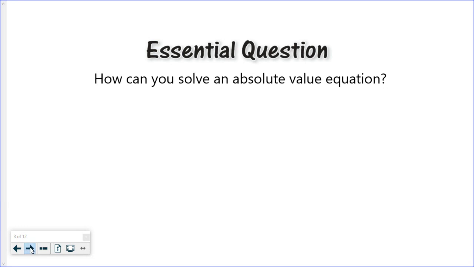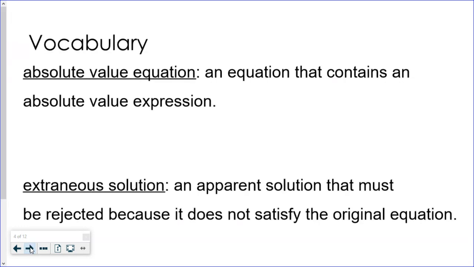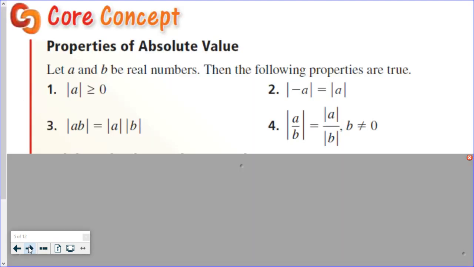Okay, so now we're going to solve actual equations. So if there's an absolute value symbol in an equation, it's an absolute value equation. An extraneous solution is just a solution that we reject or say it's not going to be able to work. It's an answer we get, but the answer doesn't make sense.